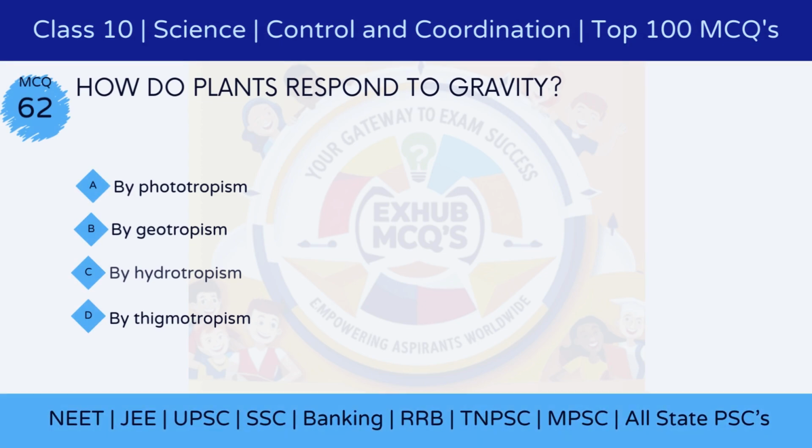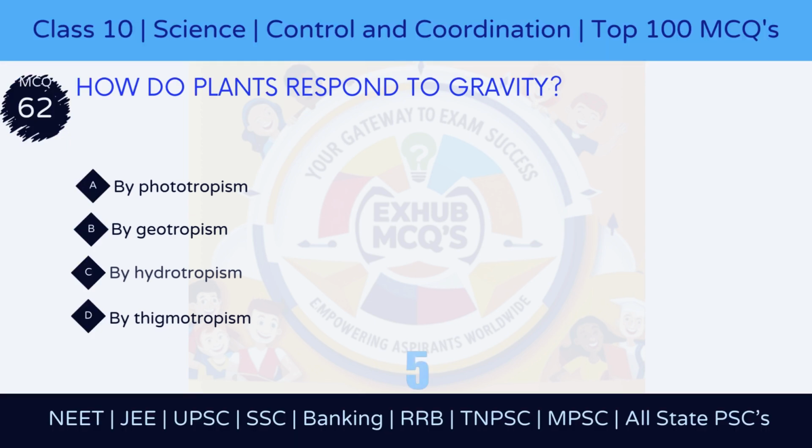MCQ 62. How do plants respond to gravity? Option A, by phototropism. Option B, by geotropism. Option C, by hydrotropism. Option D, by thigmotropism.